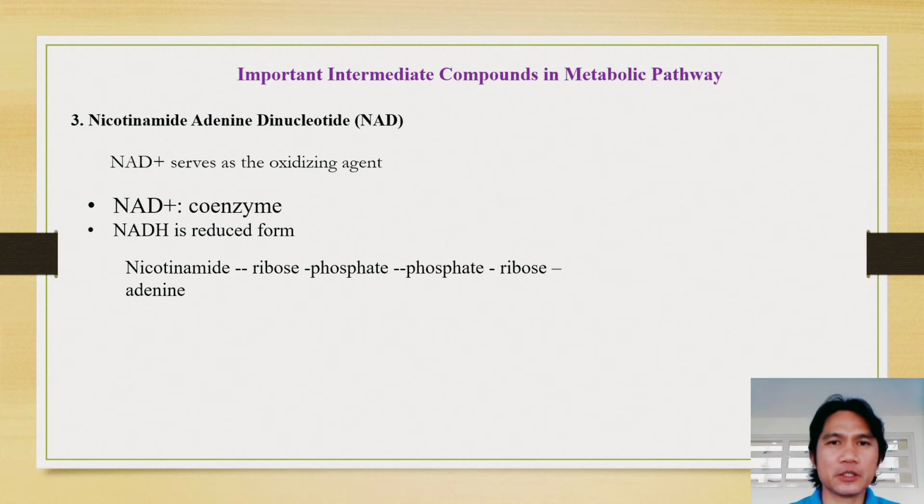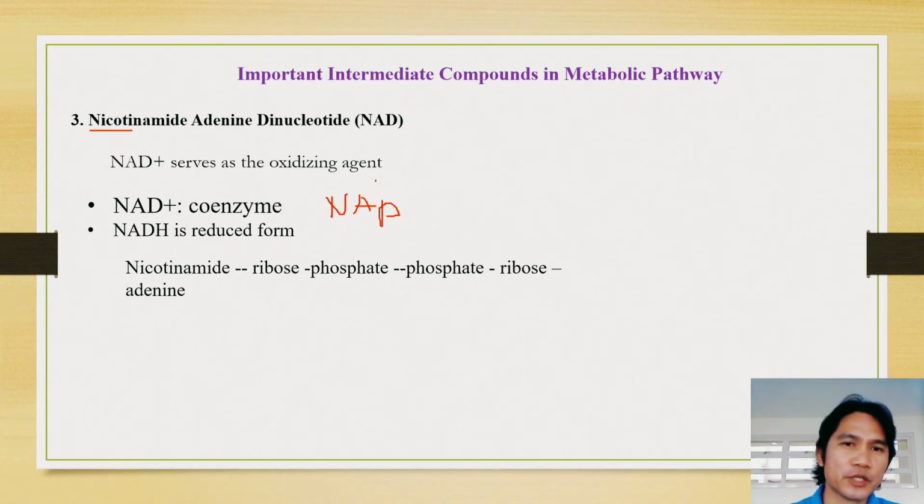Next, we have another very important molecule that is associated in many metabolic reactions. We call that nicotinamide adenine dinucleotide, or simply NAD. NAD serves as an oxidizing agent. Okay, the oxidized form is NAD plus, so it's protonated. However, the reduced form is NADH. So we'll see the transformation from NAD plus to NADH.